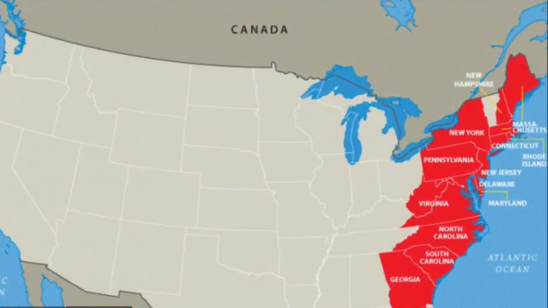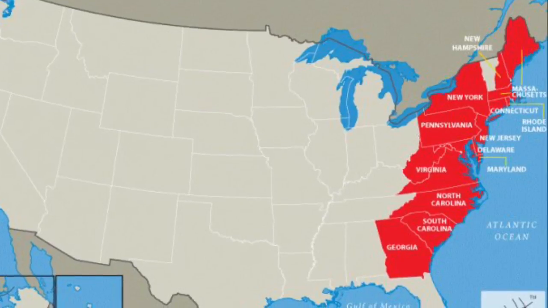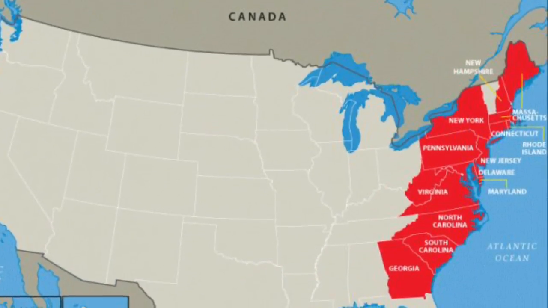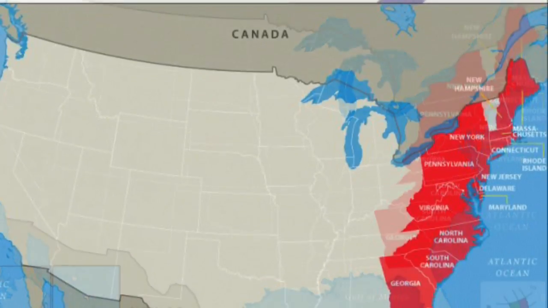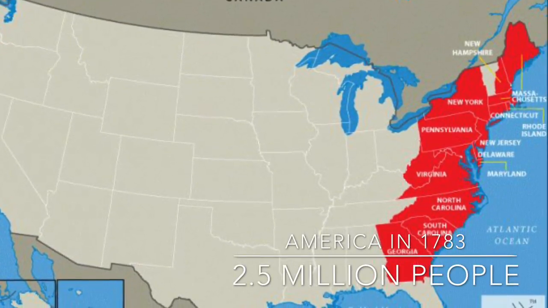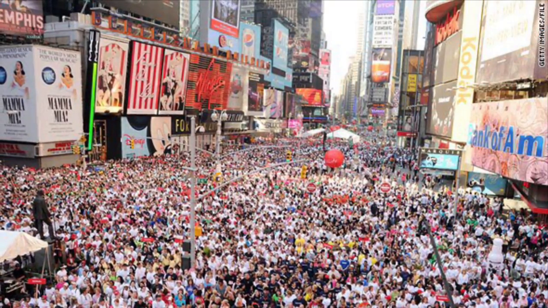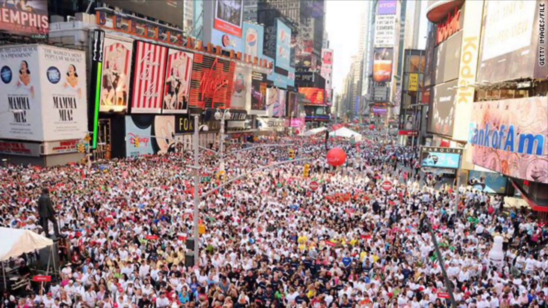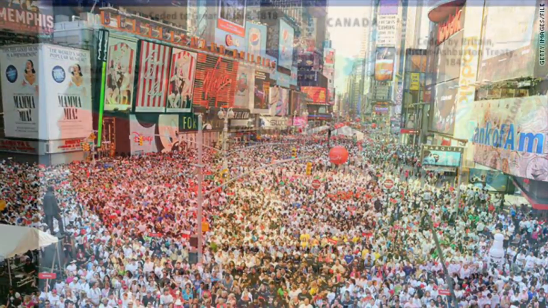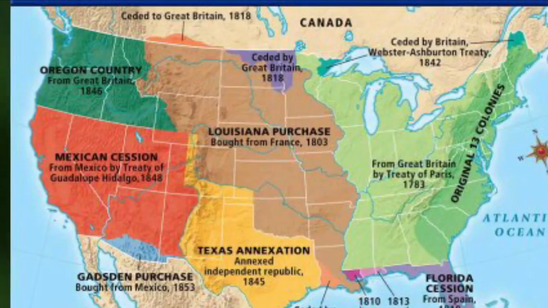So, when the United States was formed, this was it. What you see in red, and some of the borders weren't even that far to the west, that was the United States. There were only about 2.5 million people living in the United States. To give you some comparison, today in New York City, just in New York City, there's over 8 million people. In America total, there's about 330 million people now.